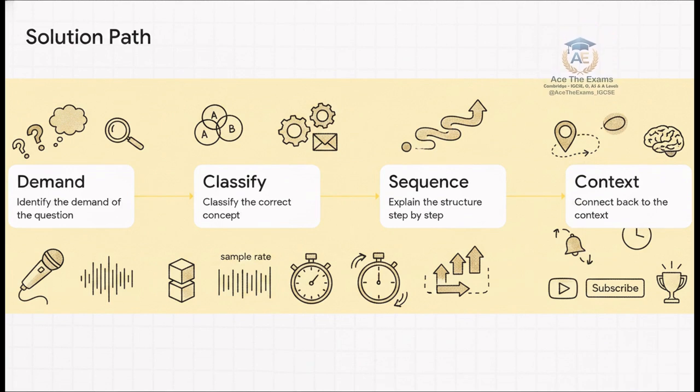Let's break down this sequence. Step 1, identify the demand. Look at the command word. Is it asking for an advantage, a process, or a comparison? Step 2, classify the concept. Okay, the question mentions audio quality, so this is about bit depth and sample rate.